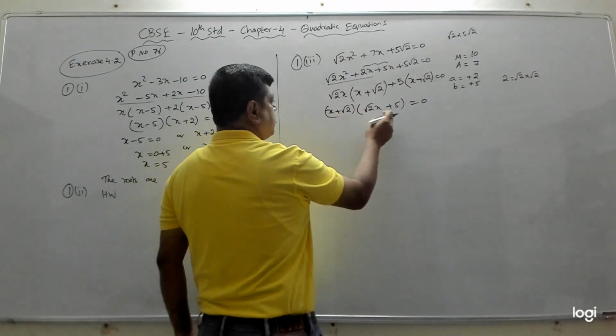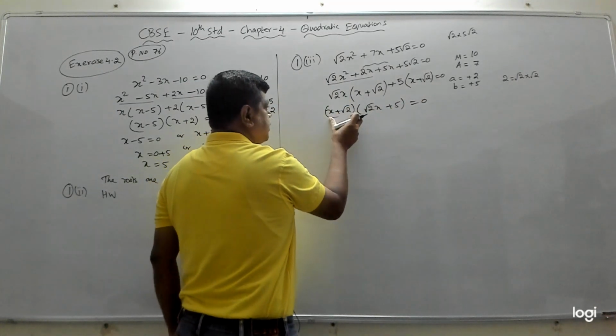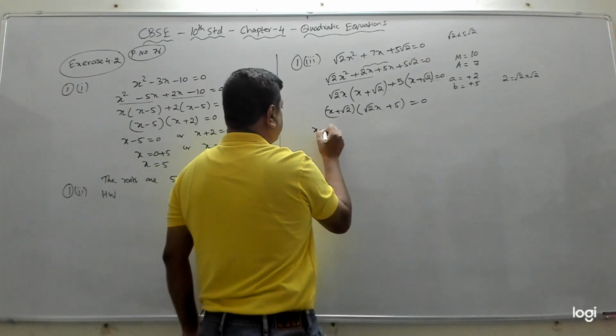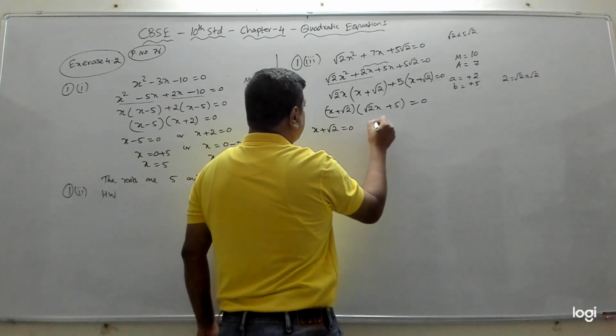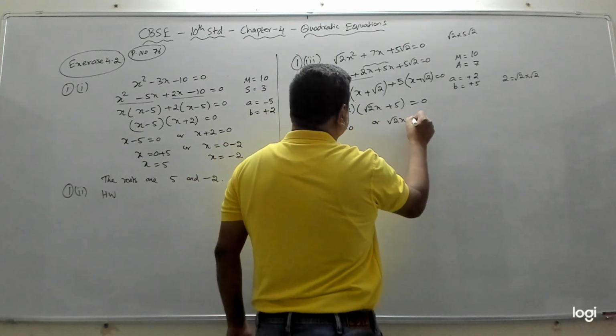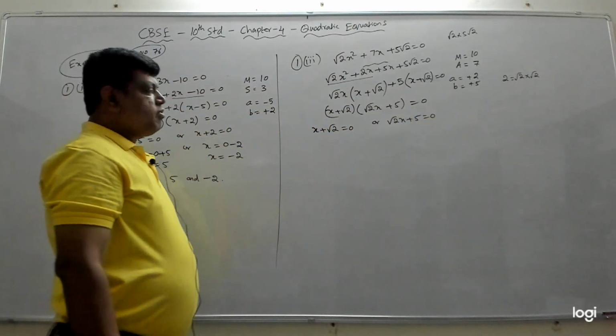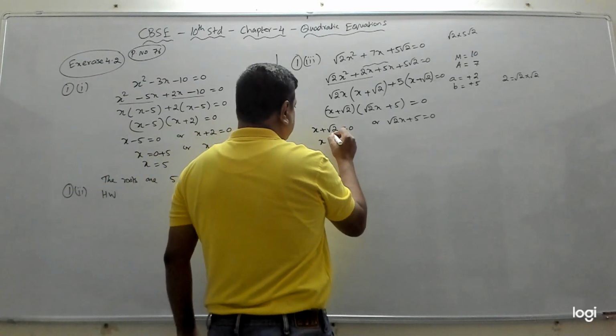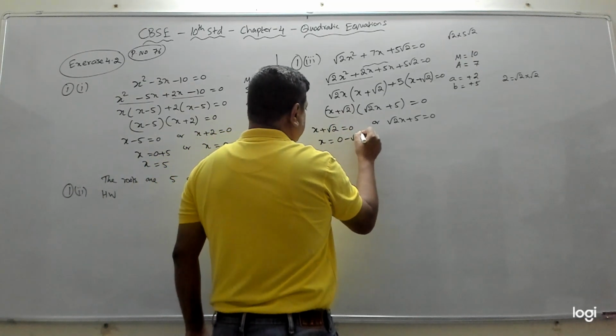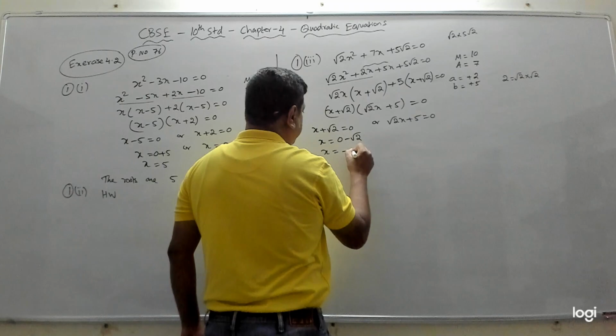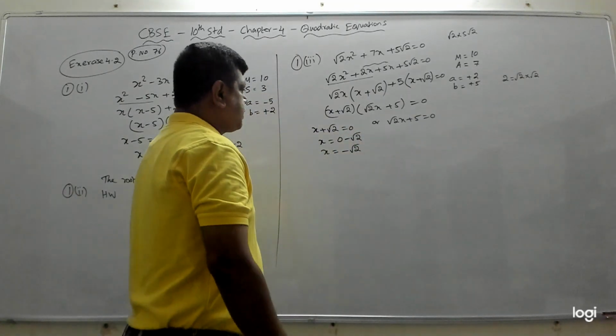So again the product of the two numbers is 0, which means either this is 0 or this is 0. So we should say x plus root 2 equal to 0 or root 2x plus 5 equal to 0. Now we should solve and find the value of x. Now x is equal to, this root 2 goes this side, becomes 0 minus root 2, which means x is minus root 2.